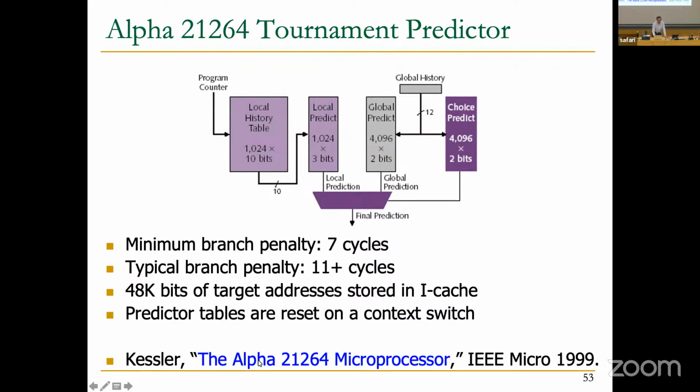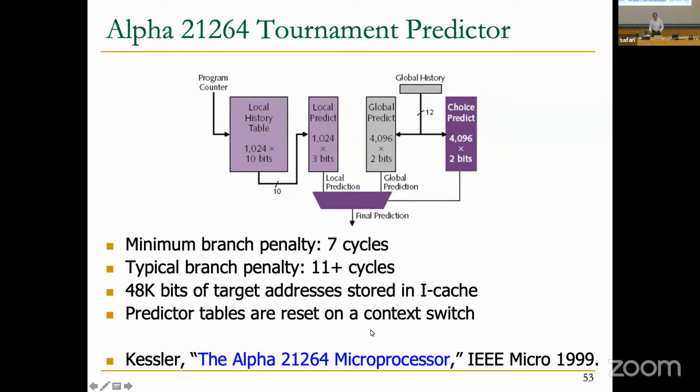So Alpha was interesting. This is a paper that I assigned optionally. You can see that they claim that the typical branch penalty is 11 plus cycles. That's why they built this hybrid branch predictor. And they embedded the BTB inside the iCache, the instruction cache. And you can see they have a large amount of target addresses. And they reset the predictor tables on a context switch.